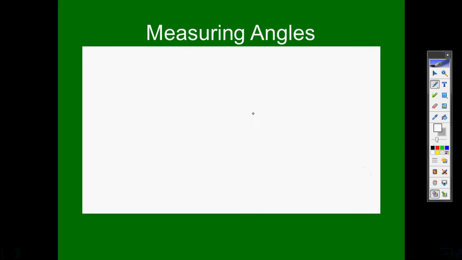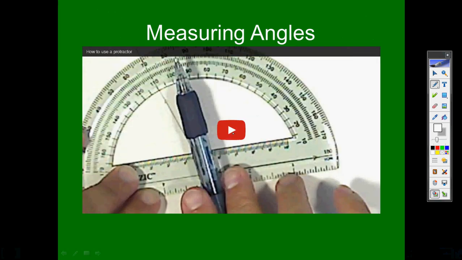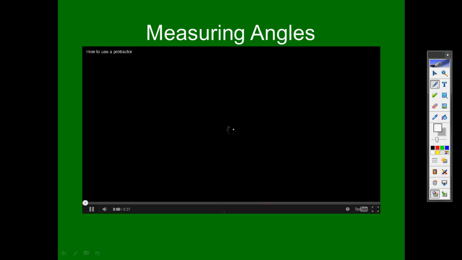Okay, we're going to watch just a bit of this video, and we've done this in class, so this is really a review, but we're going to watch about 2 minutes and 35 seconds on how to measure an angle.